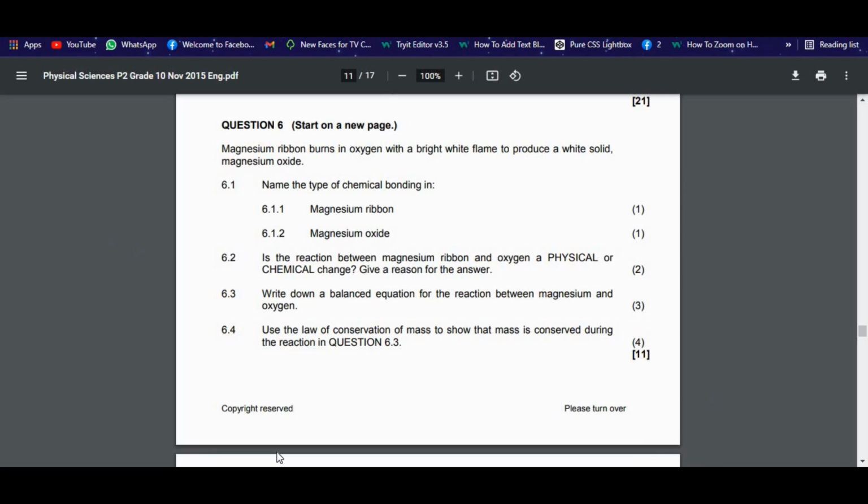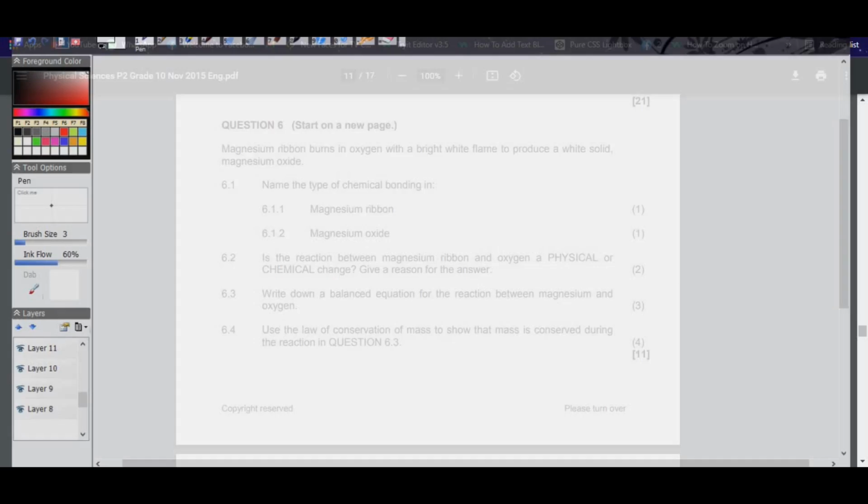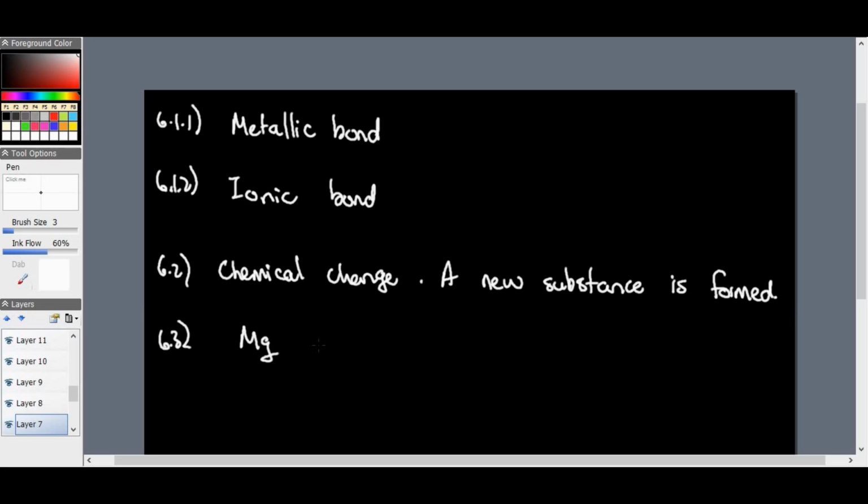6.3 says write down a balanced equation for the reaction between magnesium and oxygen. That's all good. So that's just Mg plus O2, and that should give us MgO. Now we need to balance it. I'm changing color so we can see easily. We've got 2 oxygens here, and here we only have 1. So let's balance our oxygen. Now we have 2 oxygens and 2 oxygens, but our magnesiums are unbalanced. We've got 2 here and only 1, so we need to put a 2 in front to get double magnesium as well. And there our equation is balanced. That was quite a simple one.